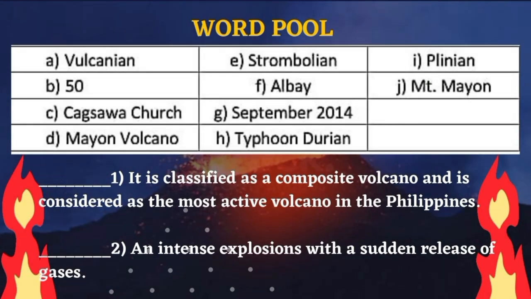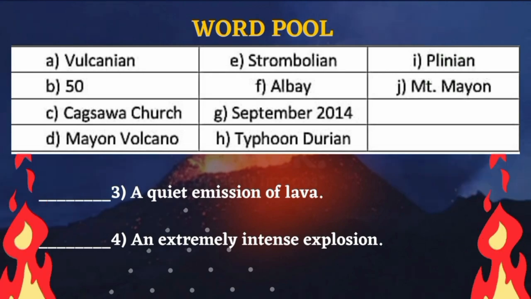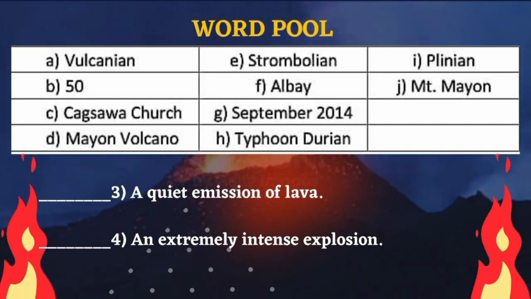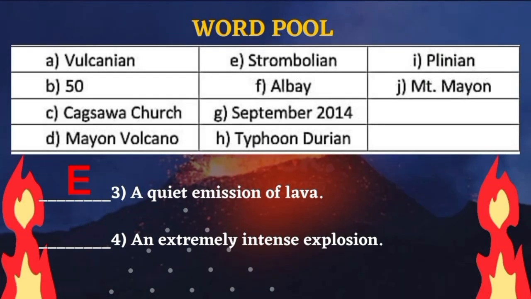Number 1. It is classified as a composite volcano and is considered the most active volcano in the Philippines. The correct answer is letter D, Mayon Volcano. Number 2. An intense explosion with sudden release of gases. The correct answer is letter A, Vulcanian. Number 3. A quiet emission of lava. The correct answer is letter E, Strombolian. Number 4. An extremely intense explosion. The correct answer is letter I, Plinian.